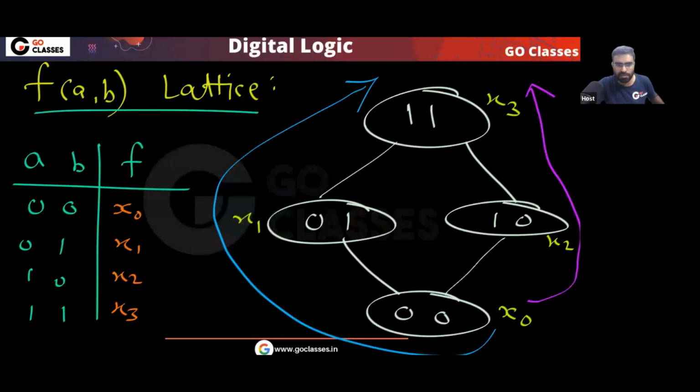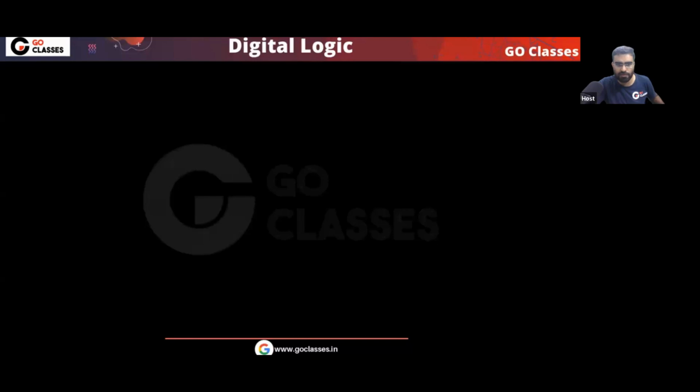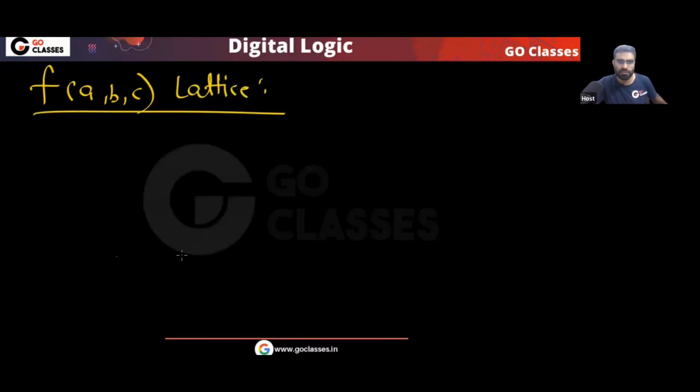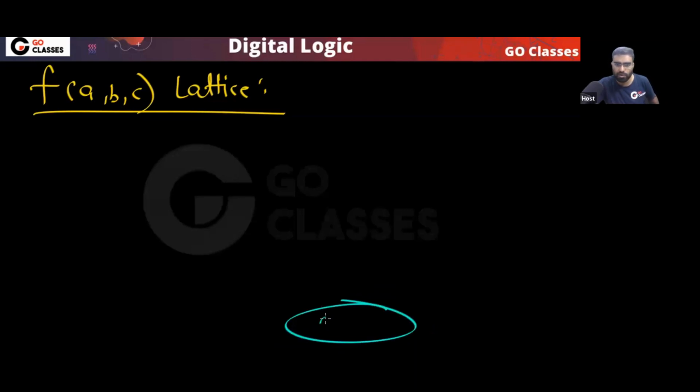Now what about three variables? For three variables, what is the lattice you will get? If you have three variables, then you start from 0, 0, 0. At the bottom, you will have 0, 0, 0. Now what you do? Increase a single variable. Increase this input combination by changing a single variable from 0 to 1.